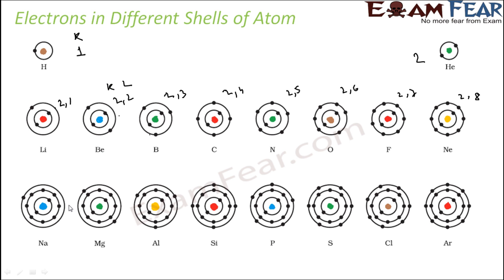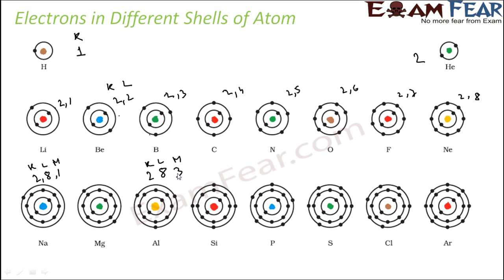Let's talk about sodium. 2 electrons in the first orbit, that is K. The second orbit has 8 electrons, you can count, and the third has 1. So K, L, M are the orbits, and it has 2, 8 and 1 electrons. Similarly, aluminum has 2 in the first, 8 in the second and 3 in the third orbit. So K, L, M will have 2, 8 and 3 electrons.